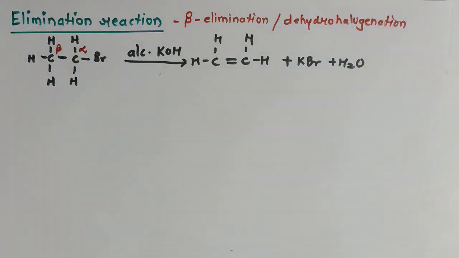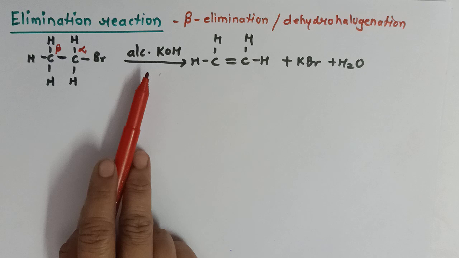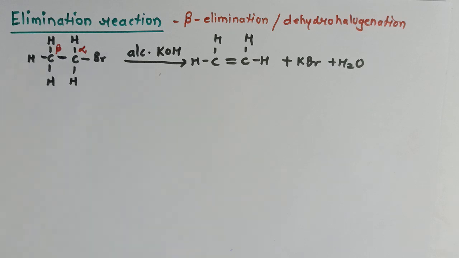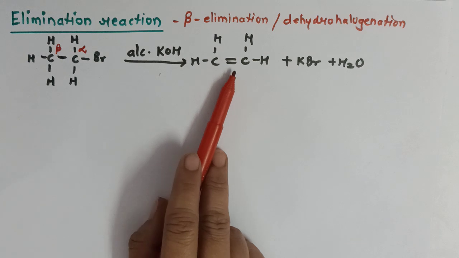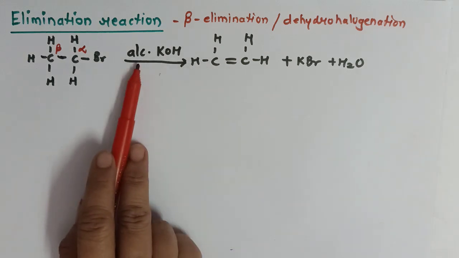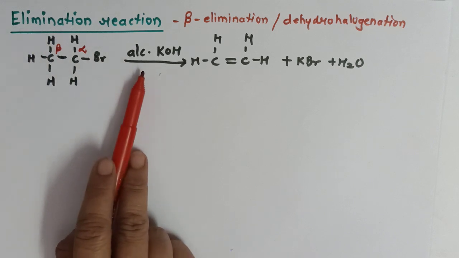Now in the last part of the video we have seen that instead of alcoholic KOH, if we use dilute KOH, then we get alcohol as the product. Now when we are using alcoholic KOH, why do we get alkene and not alcohol? In presence of alcoholic KOH, why is elimination preferred and not the substitution?